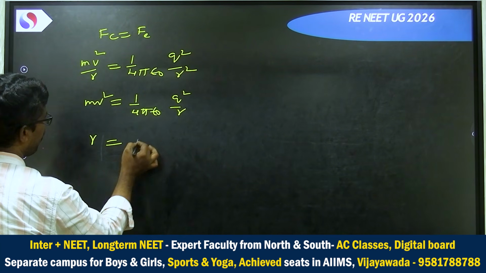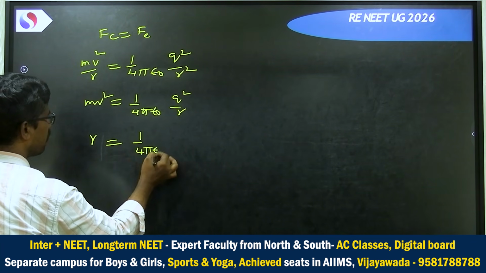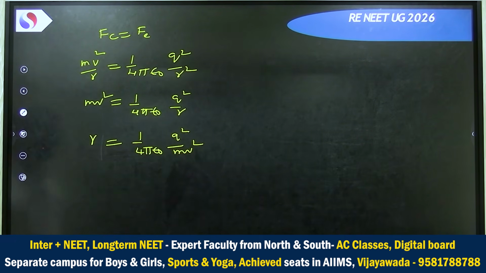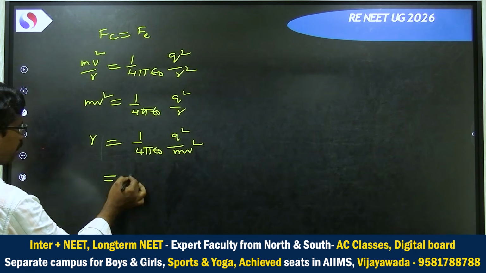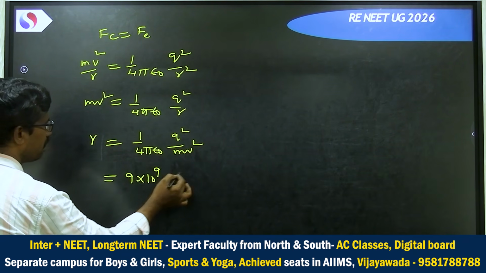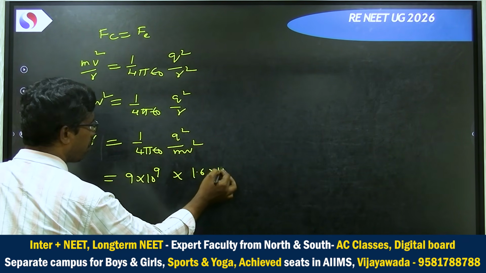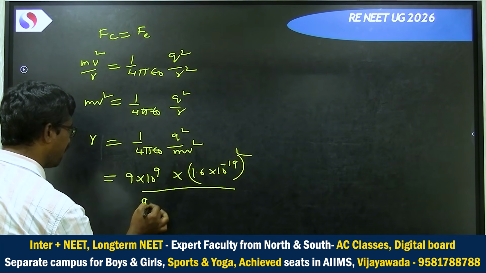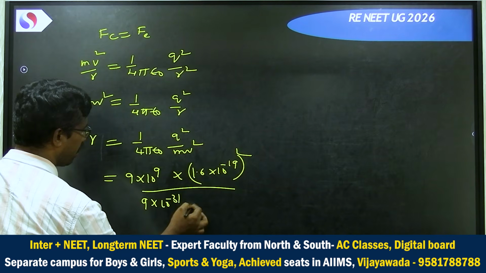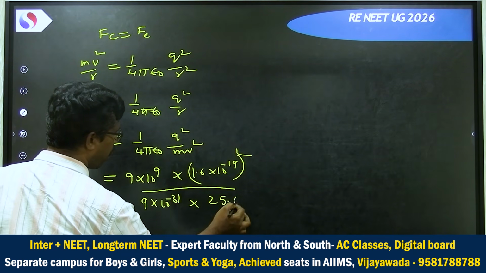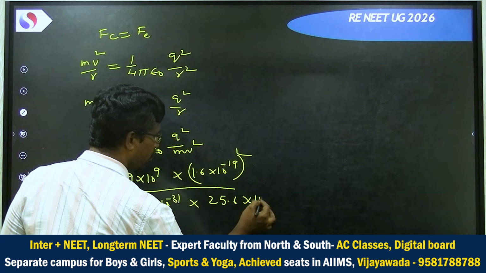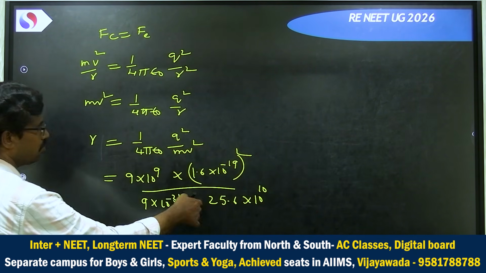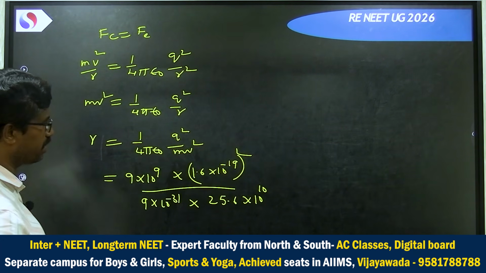We have the value of R equal to 1/4πε0 Q square by mv square. We have all the values, so substitute them. Here 1/4πε0 is 9 × 10^9. The charge is 1.6 × 10^-19, whole square, by the mass of the electron, given as 9 × 10^-31, and the velocity is 25.6 × 10^5, which we have to square, v square.